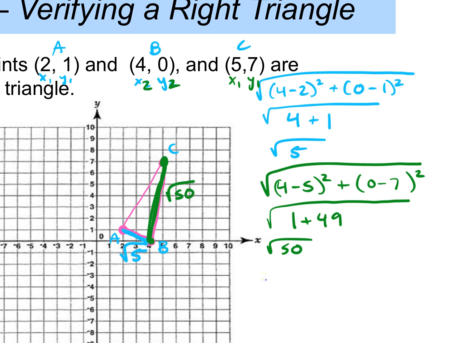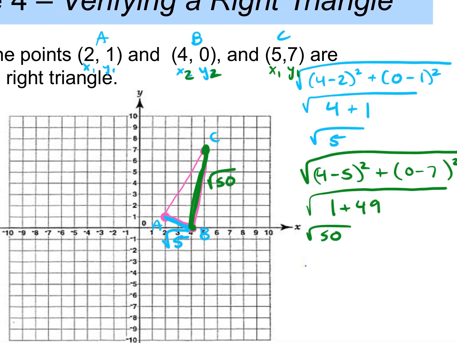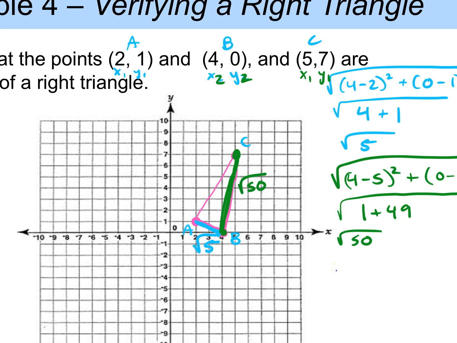Can I simplify the square root of 50? I can, but this question is not asking me for just the length of BC or CB. It's asking if it's a right triangle. So because I'm not done with the work, I may want to leave it unsimplified for now. In my final answer, I just want to simplify any radicals that I can. So I'm just going to leave it as the square root of 50 for now.